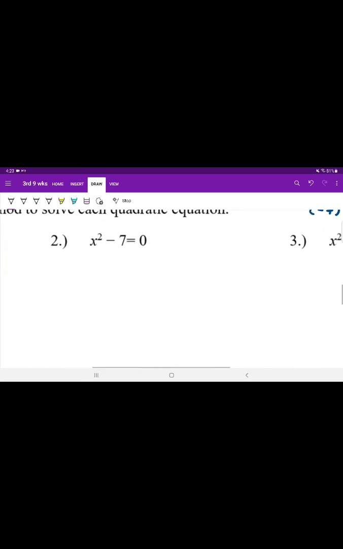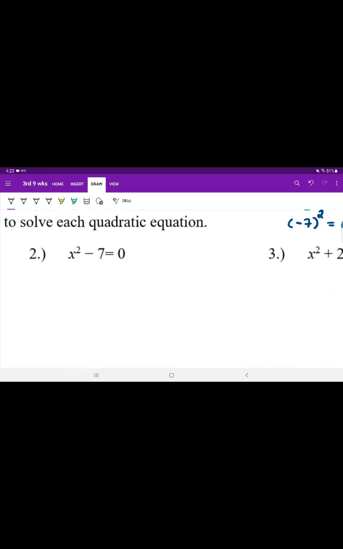All right, moving on to number 2. x squared minus 7 equals 0. Same exercise, add 7 to both sides. Those cancel out. You get x squared equals a positive 7. Then we're going to take the square root of both sides. Again, the power of 2 cancels out the square, and we're left with the x.